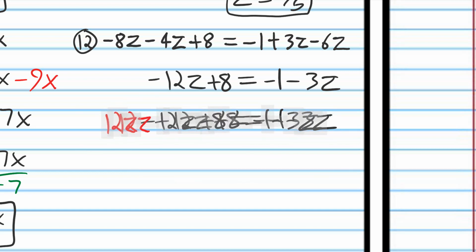It's okay if you move over your equations a little bit. Just try to keep that equal sign relatively lined up. So add 12z to both sides.